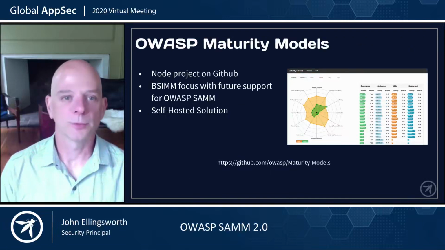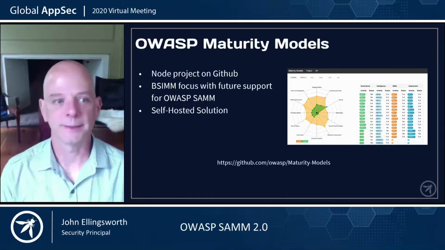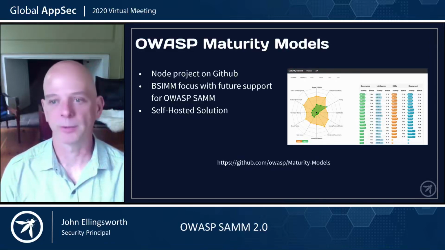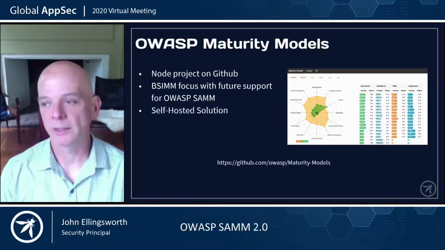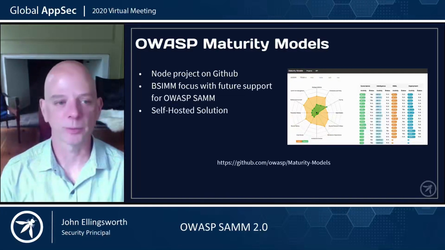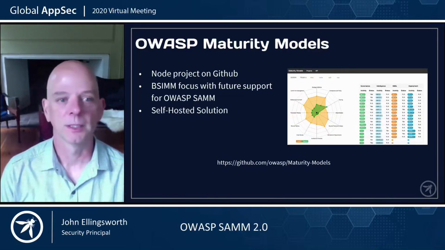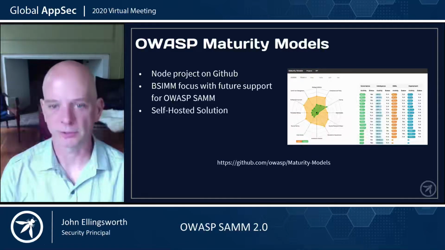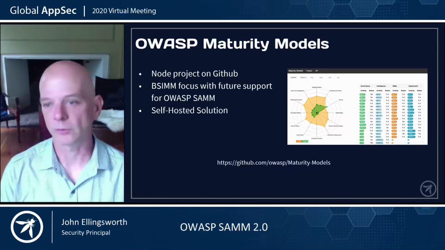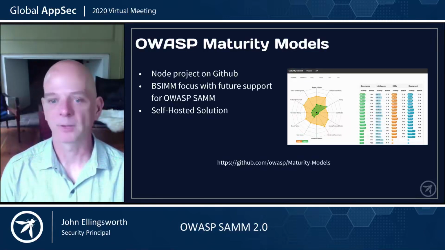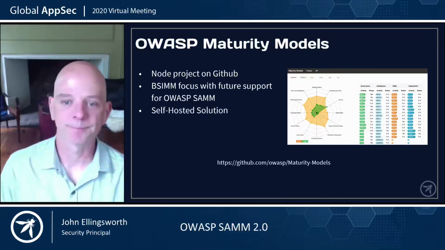So OWASP Maturity Models is a Node project on GitHub. Its primary focus has been more on BSIMM, which is another maturity model, more focused on a descriptive approach of maturity and what organizations are doing. And it does have some integration with OWASP SAMM, as you can see here in the screenshot. It's a self-hosted solution. Not sure if it's been updated to 2.0, but maybe worth exploring.